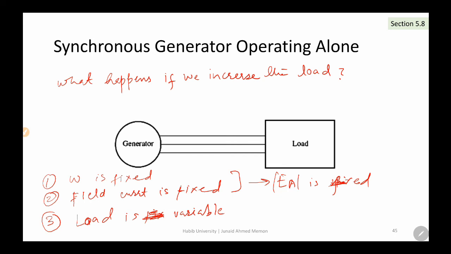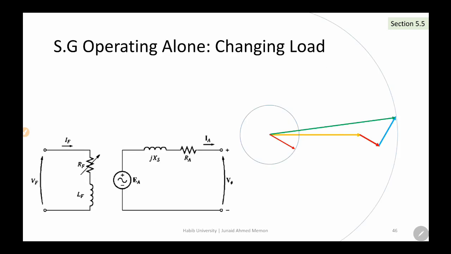So now we want to increase the load. This was our construct last time, that we have an inductive load, and now we want to relax this circle, and say, for example, we increase the IA. When we say that we increase the IA, we are keeping the phase angle the same, we are just increasing the magnitude of the current. This is our V phase, this is our EA and IA, RA and JIA XS.